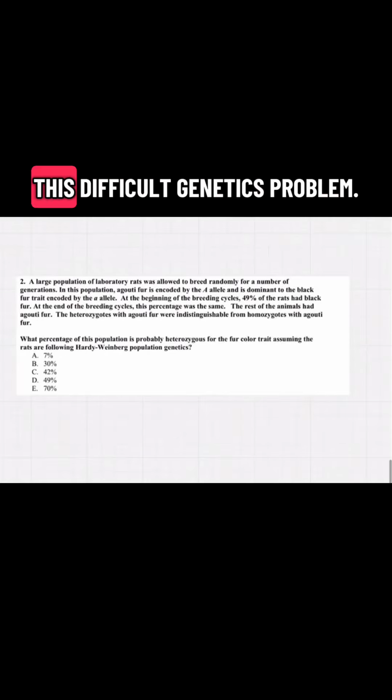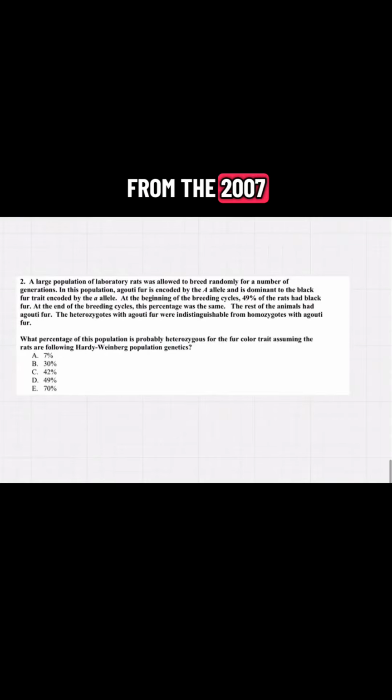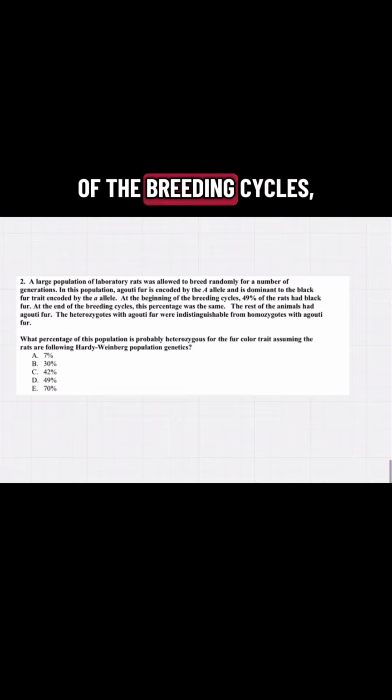Let's go over the difficult genetics problem from the 2007 UCIBA open exam. It reads, a large population of laboratory rats was allowed to breed randomly for a number of generations. In this population, agouti fur is encoded by the dominant A allele, and the black allele is encoded by the little a allele.